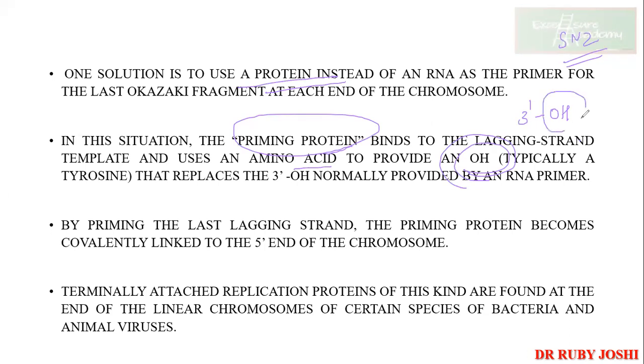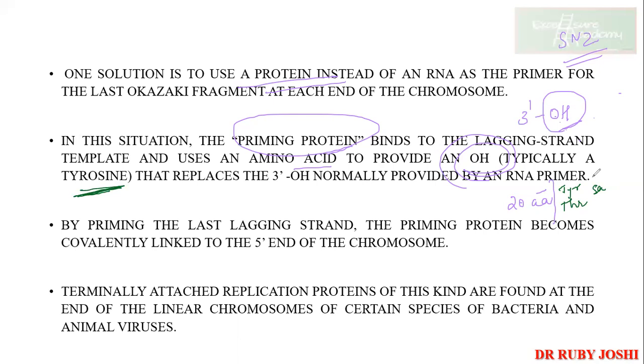Okay, so typically this OH is now, instead of the ribose of the ribonucleotide, it is now provided by the amino acid. Okay, and which amino acid has got the OH? Of all the 20 amino acids, how many amino acids are there which has got the OH? Three. What are those names? Tyrosine, threonine, and serine. Very good. So among all these three, we are using tyrosine.